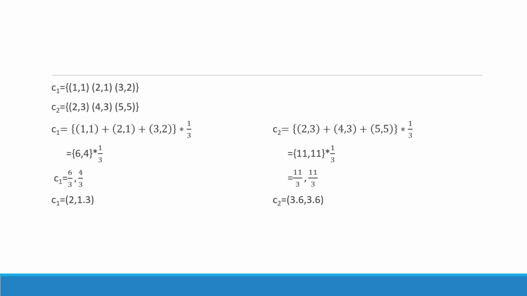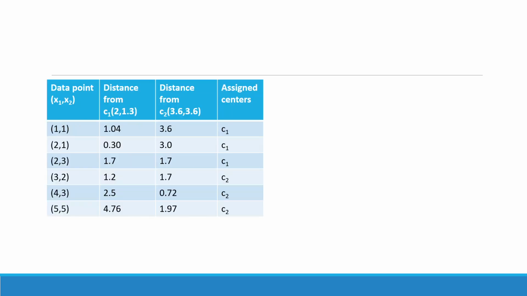So after performing this, in the first cluster we have 3 data points, and in the second cluster we have 3 data points. So we add up these data points and divide by the number of data points. We get the new centroids, that is 2 comma 1.3 in the first cluster, and 3.6 comma 3.6 in the second cluster. Now, after getting this result, we take them as the new centroids, and again using the distance formula, we calculate the distance between the data points and the new centroids.